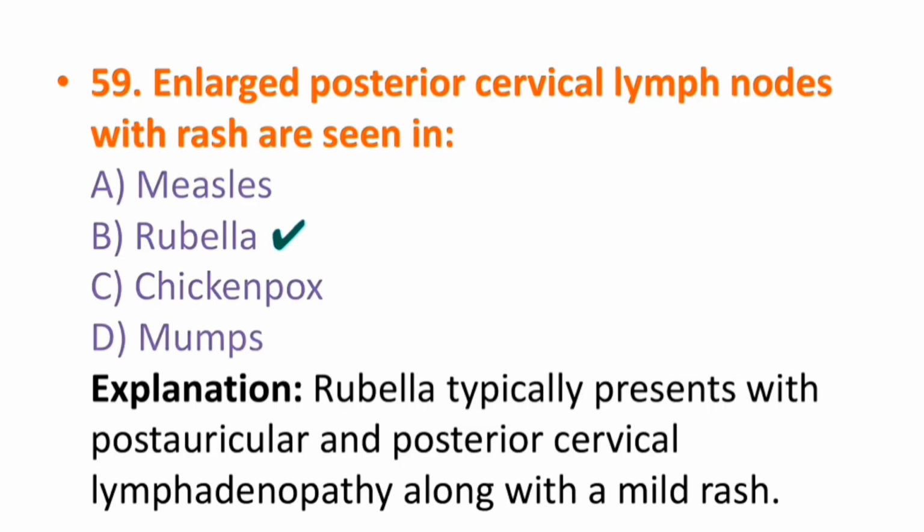Enlarged posterior cervical lymph nodes with rash are seen in option A, measles, option B, rubella, option C, chickenpox, option D, mumps. The correct answer is option B, rubella. Rubella typically presents with post-auricular and posterior cervical lymphadenopathy along with a mild rash.